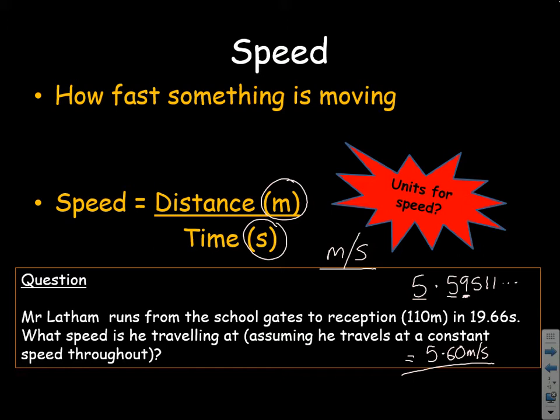Now always be careful that you include the units. Sometimes in exam questions they will give you the units already. However, if they do not give you the units, then if you don't put the units at the end, even if your number is correct, you will be losing a mark. So always make sure that your answer has the relevant units.